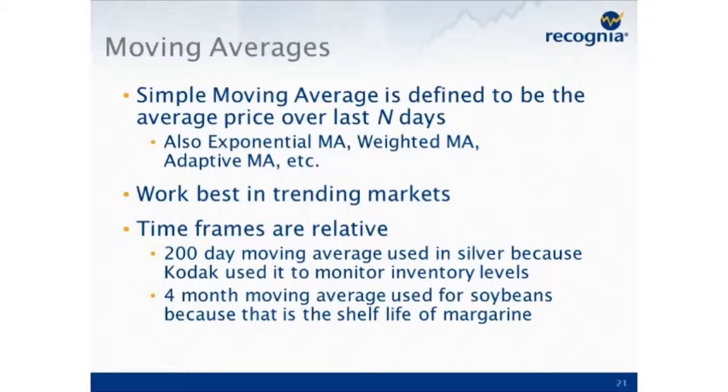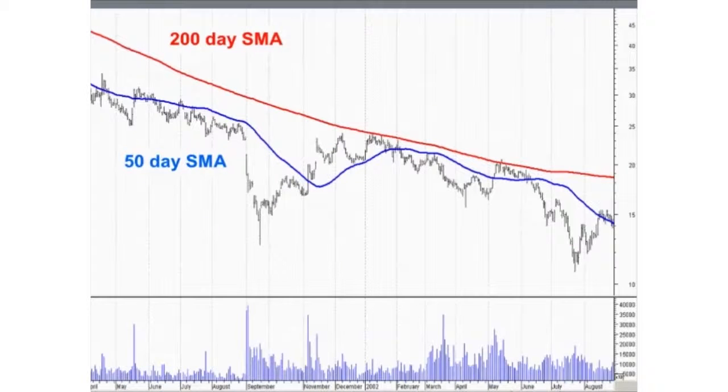People often ask why we use certain time periods of moving averages, why we use the 21-day or the 50-day or the 200-day moving average. Well, there's no real reason. These are just historical numbers. For example, in the silver market, the 200-day moving average was widely used because Kodak used to keep a 200-day supply on hand, and they were the largest buyer of silver in the world. We used to use a 4-month moving average for soybeans because that's the shelf life of margarine. So in many cases, these numbers are just historical, but they can still be very useful to traders.